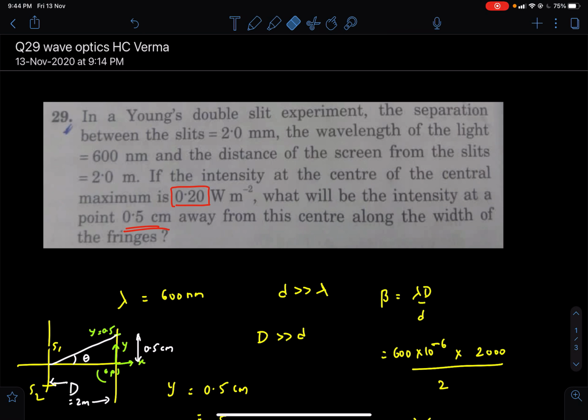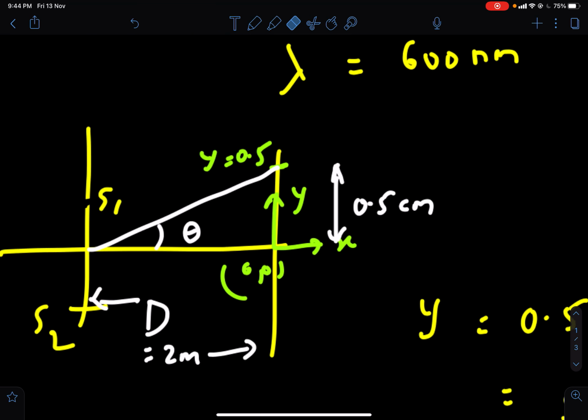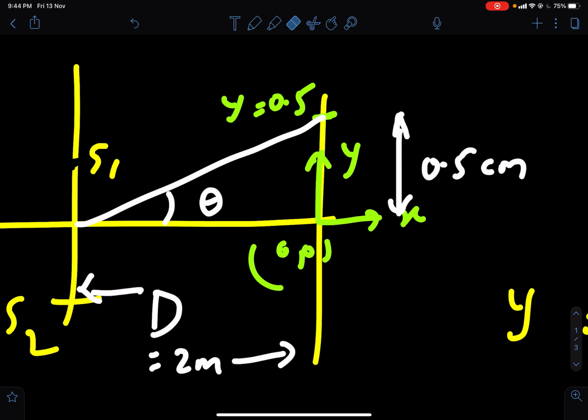Okay, this is question number 29 from S.L. Verma, in which we have to find out the intensity at a point which is at a distance of 0.5 centimeter away from the center point of the screen. So, 0.5 centimeter from the center point. Center point of the screen can be considered as the origin.